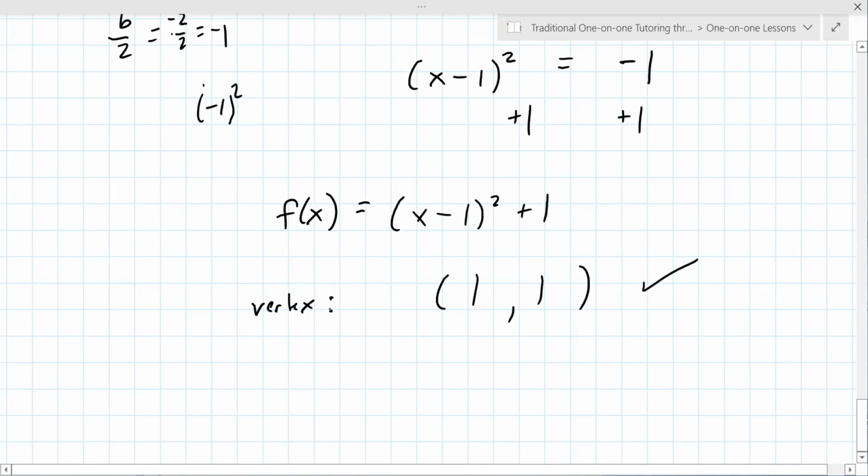Now, the last little piece that we're missing here is domain and range. So the domain's very, very short. It is always all real numbers.